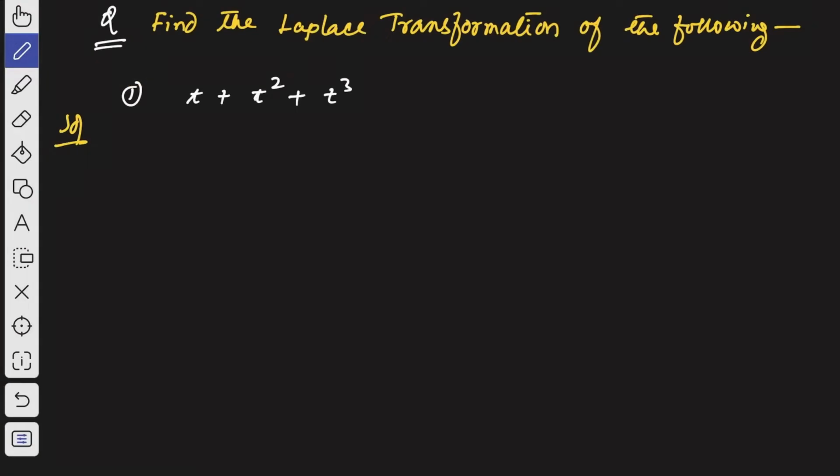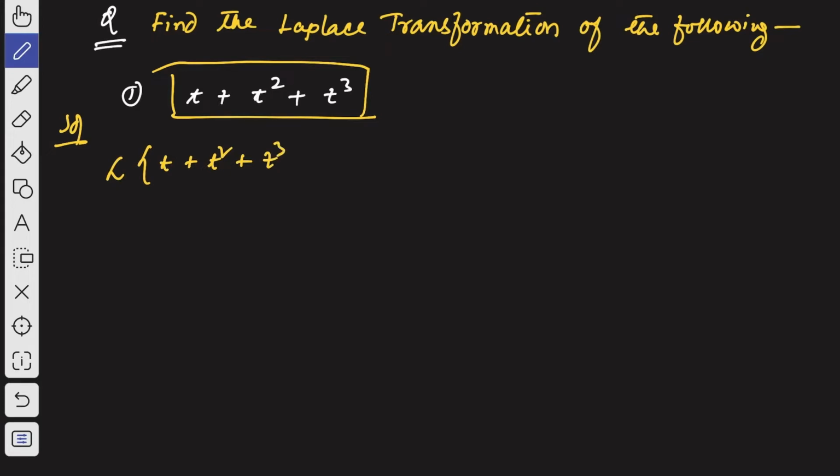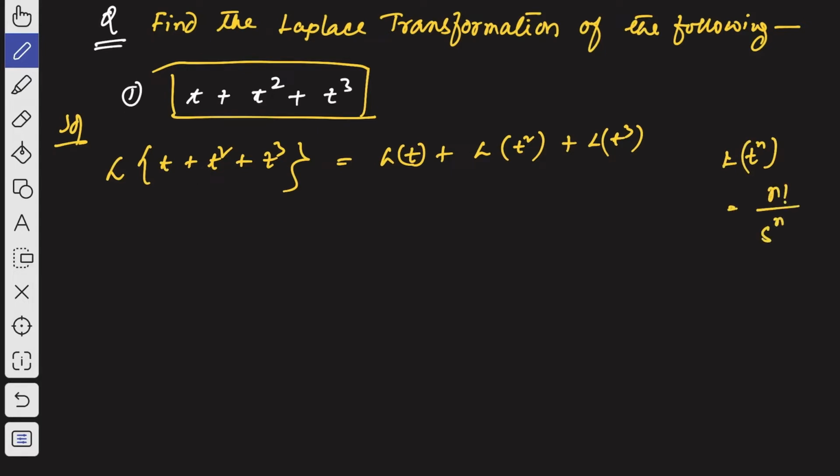So here we are going to find the Laplace transformation of t plus t square plus t cube. First, let us apply the linear property. Laplace transformation of t plus Laplace transformation of t square plus Laplace transformation of t cube, right? We know Laplace transformation of t to the power n is given by factorial n divided by s to the power n plus 1, right? So let us use that here.